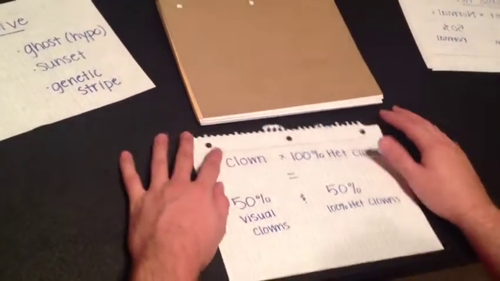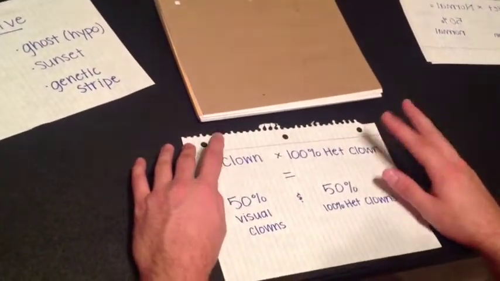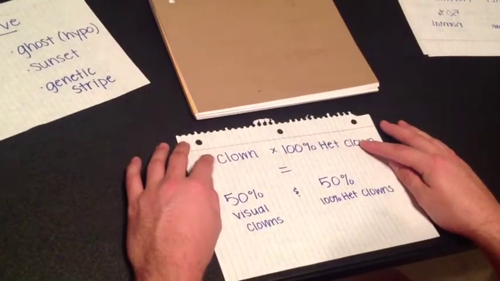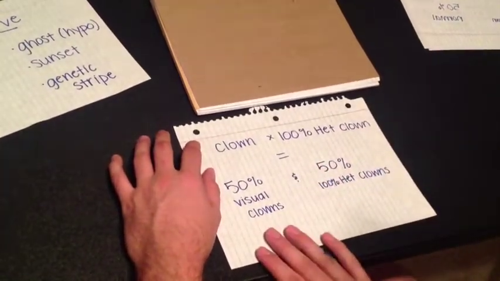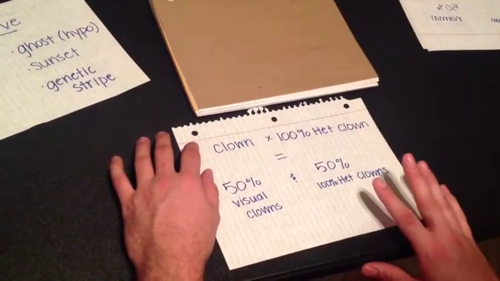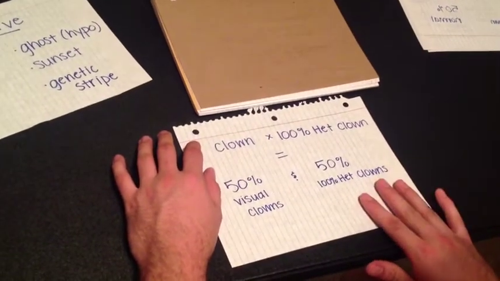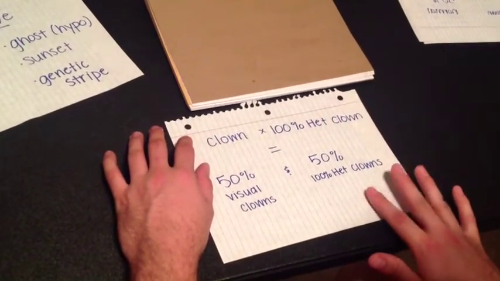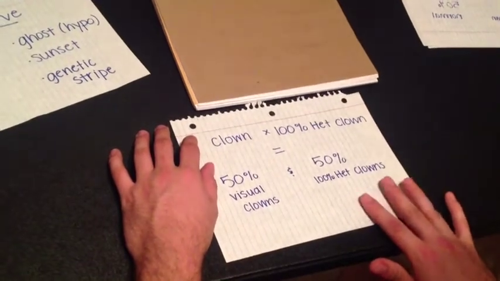Alright, so if we breed a clown to a 100% het clown, half the babies will be visual and half the babies will be het. Het, again, meaning that it's carrying the gene but it's not visual. It looks like a normal baby.